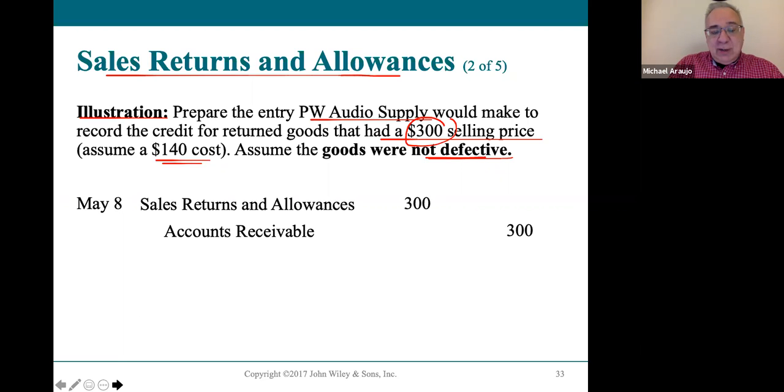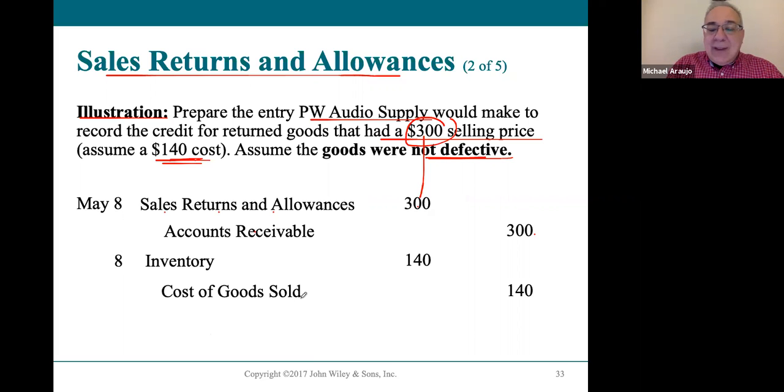So the first thing they do here is debit sales returns and allowances for that $300. Look, sales returns and allowances, debit side. And of course, they're not going to be receiving any money for that, so they're going to have to reduce their receivable. But now they have to put it back in inventory and sell it to somebody else. So they're going to debit their inventory account, and they're going to take it away from the cost of goods sold.